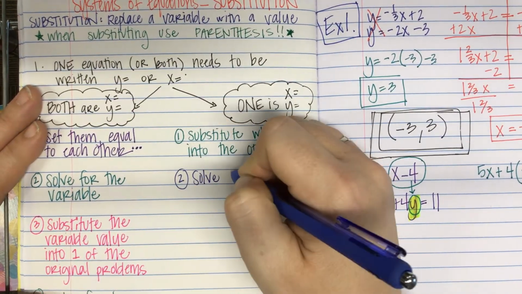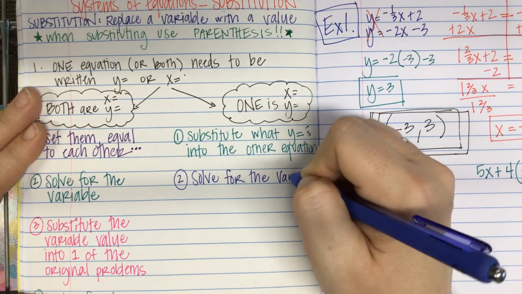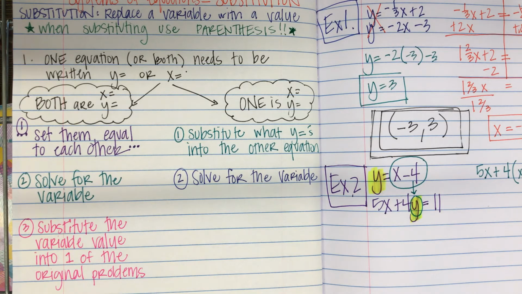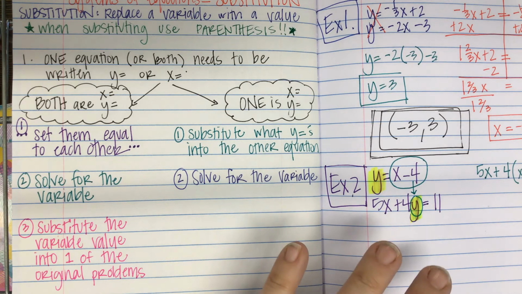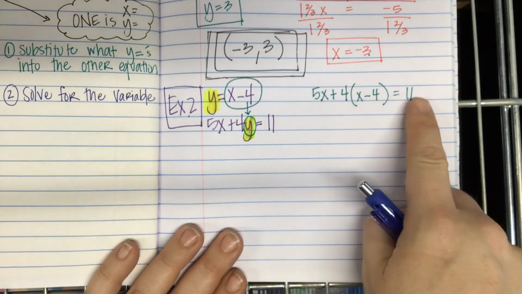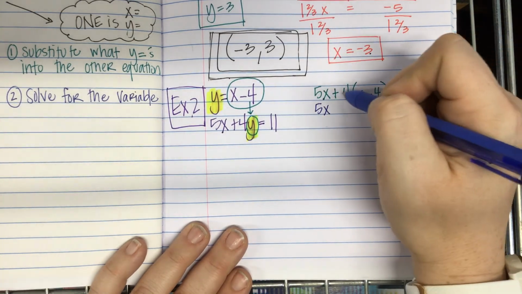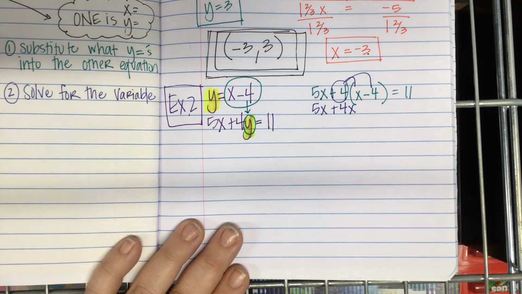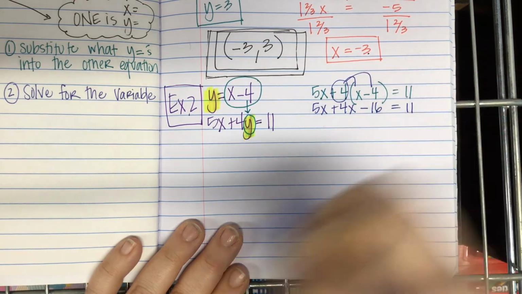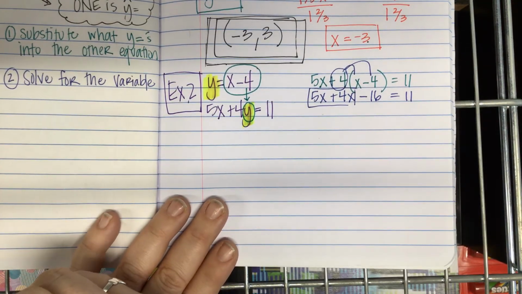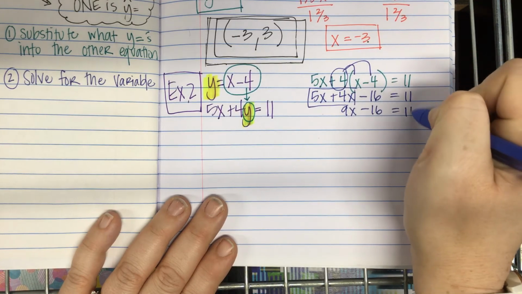We're going to solve for the variable. So over here, it's a multi-step problem, right? 5x does not change, but what does this become? Plus 4x minus 16 equals 11. Now what do I do? 5x plus 4x is 9x minus 16 equals 11.